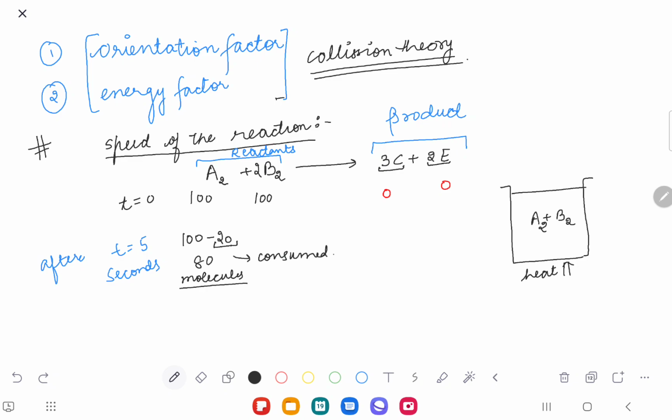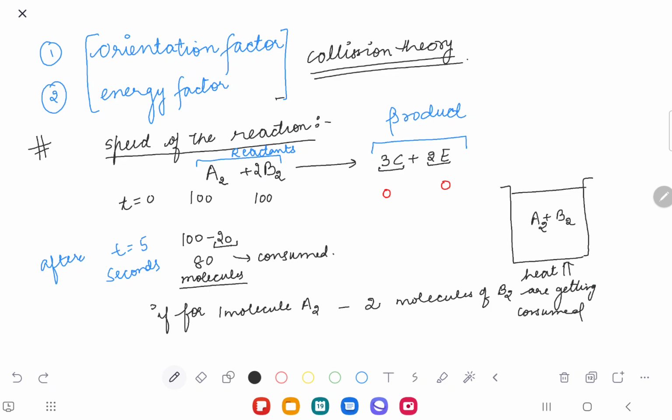Don't you think that, according to my balanced equation, if for one molecule of A2, 2 molecules of B2 are getting consumed, then for 20 molecules of A2 that is being consumed in reality, 2 times 20, that means 40 molecules of B2 would be consumed? So, thereby, 40 molecules of B2 would be consumed.